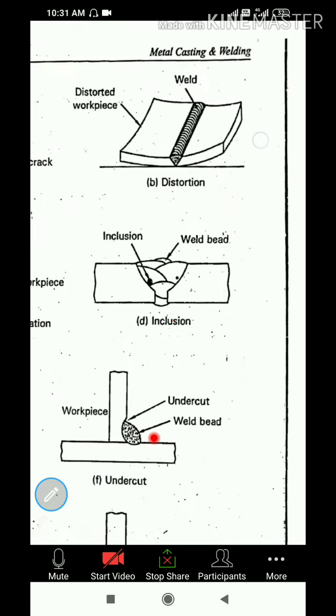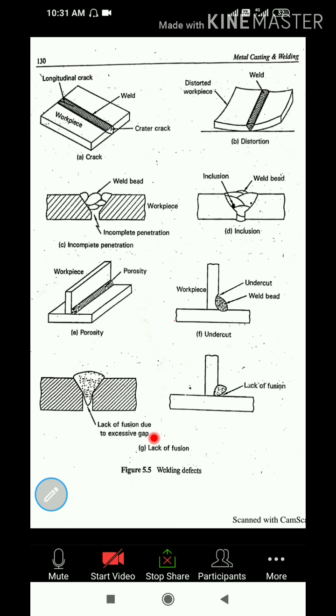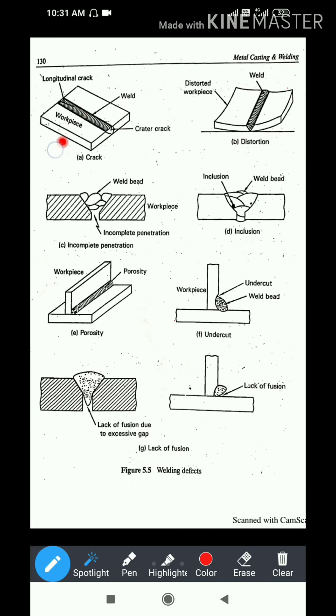See here, this is a normal workpiece during the welding. If the residual stresses come out in a maximum quantity, if the shrinkage is not controlled, this normal workpiece can convert into a distorted workpiece. Now you can see here that the distortion has occurred.